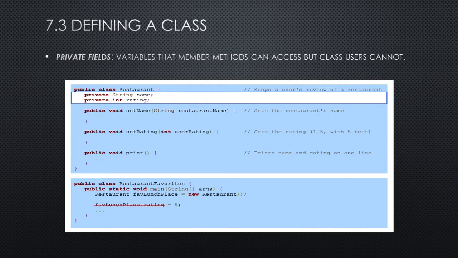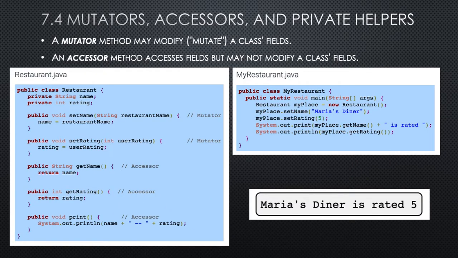7.4 talks about mutators, accessors, and private helpers. A mutator method may modify, or mutate, a class field, and an accessor method accesses a field but may not modify a class field.